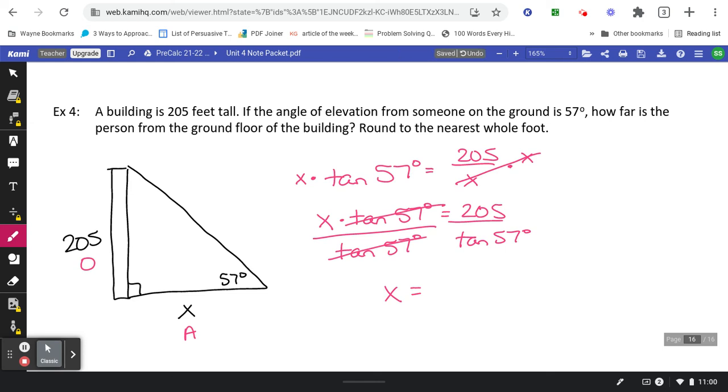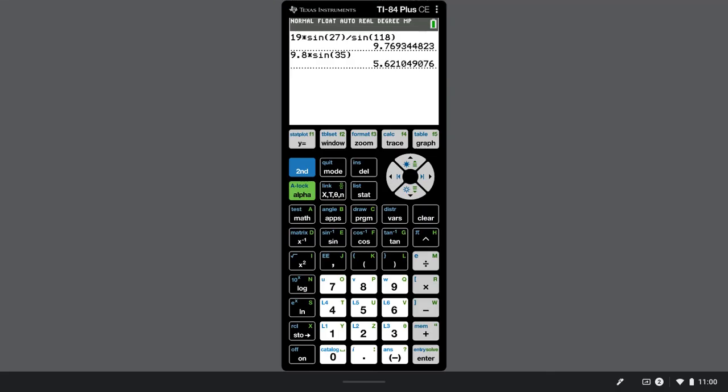And then go ahead and type this into the calculator. Make sure that you can divide that out. 205 divided by the tangent of 57. It asks us to round to the nearest whole foot, so we'll call that 133 feet.